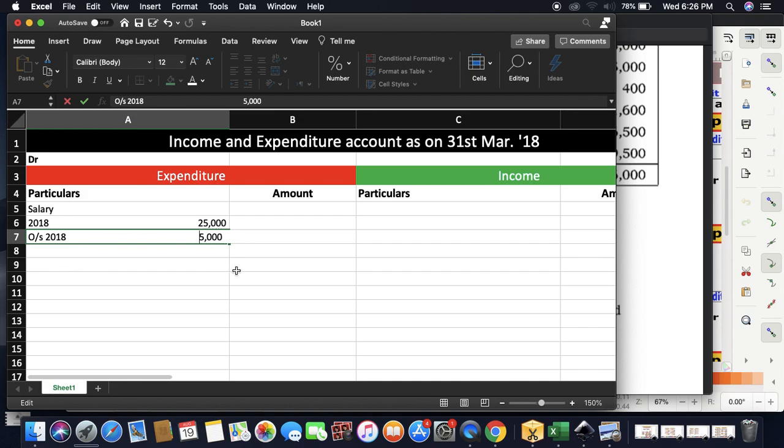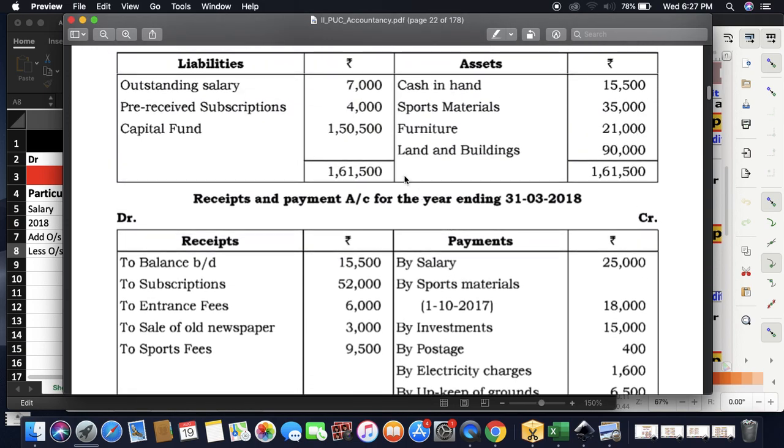Let me remove this. So we have to write add outstanding of this year. Then you less outstanding for last year, that is 7,000. But let's reconfirm. As you can see, 7,000.